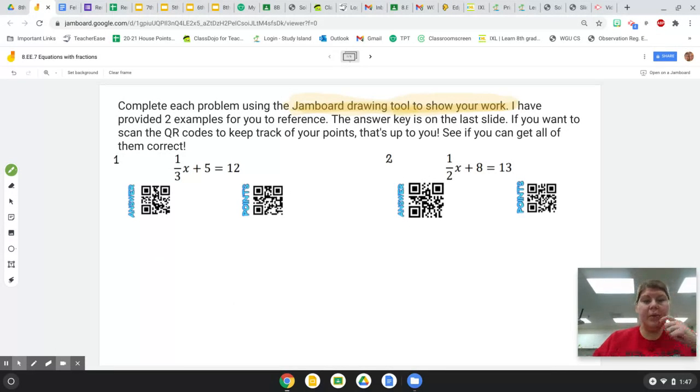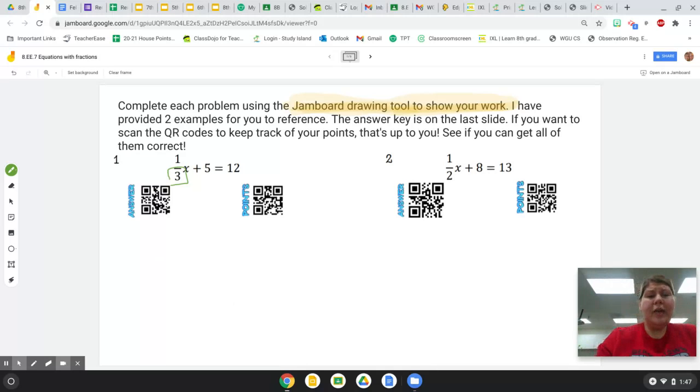We're going to start out with number one, which is 1/3 x plus 5 equals 12. Whenever you have a fraction in an equation like this, you want to get rid of it. Here's how we're going to do it. I'm going to look at the denominator. The denominator is 3 in this case, and I don't have any other fractions to be concerned about. We're going to start out with just one fraction per equation.